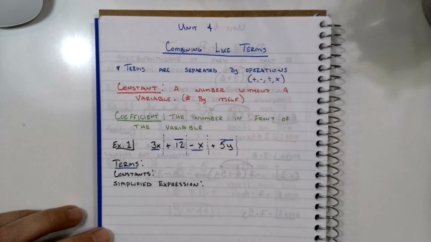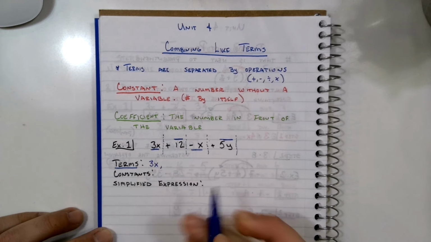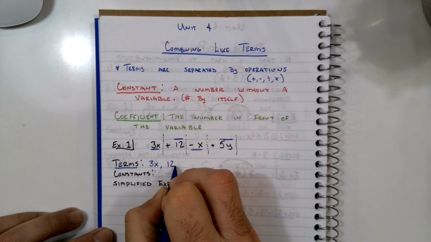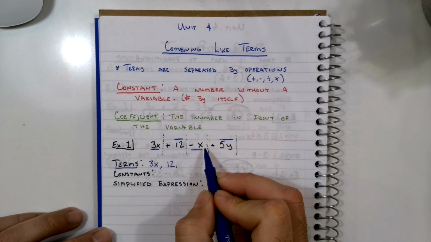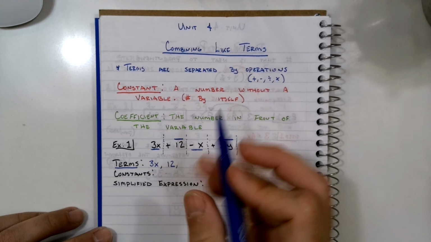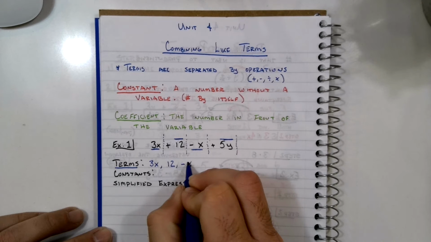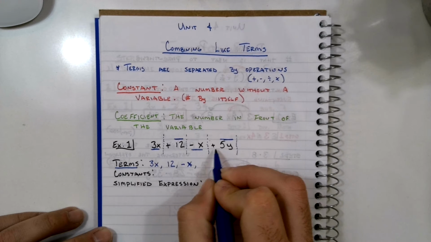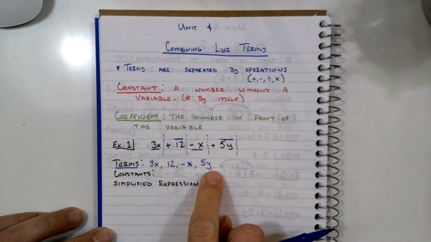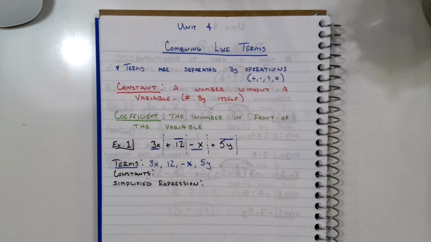I'm going to list these terms. So my first term is 3x, comma. My next term is positive 12. My next term is not just x. This is why I draw these little lines behind them to show my terms. This is not just x. This is a negative x. Okay? Don't forget your signs there. And my last term is a positive 5y. So if they were asked how many terms, we have 4 terms. I go to my operations. Okay? I'm going to draw my little lines, and that shows me my operations.